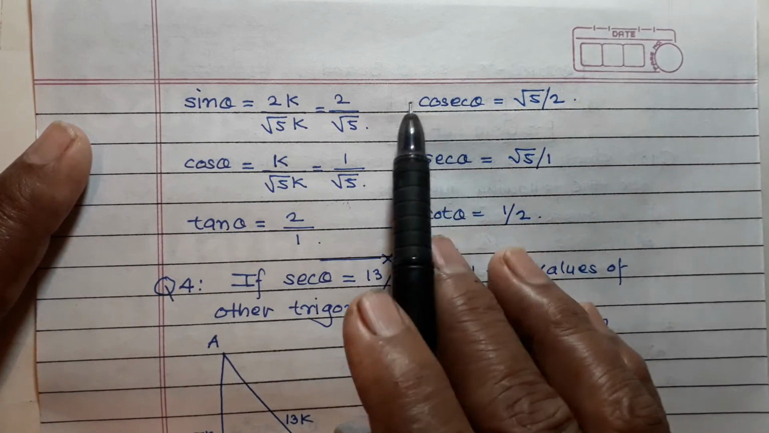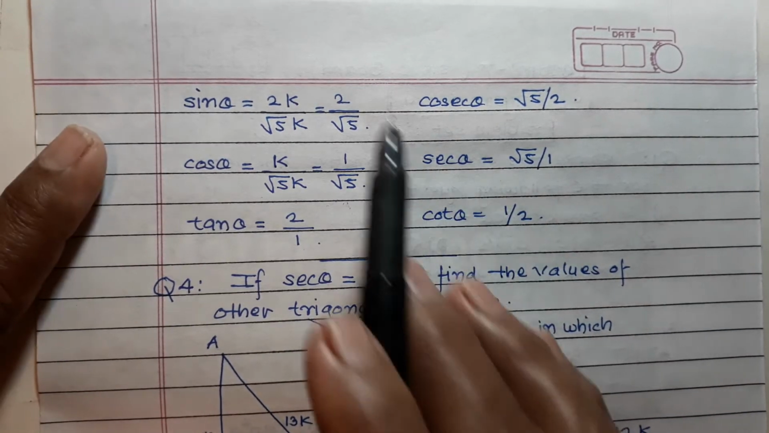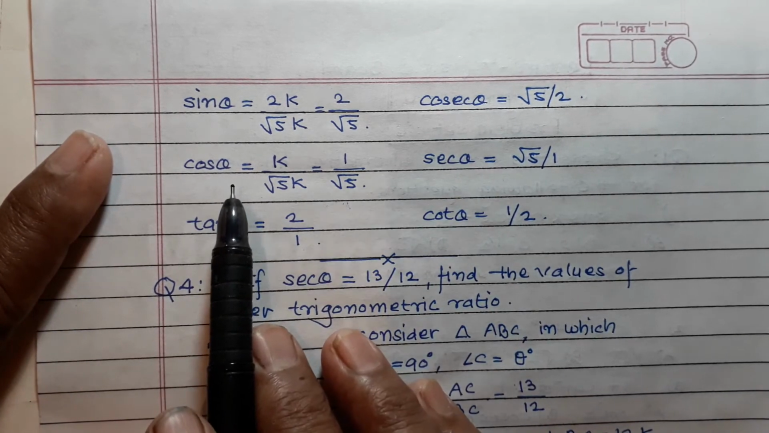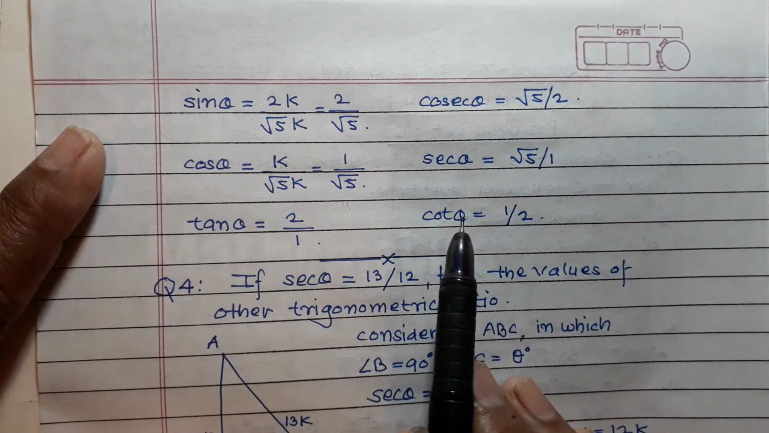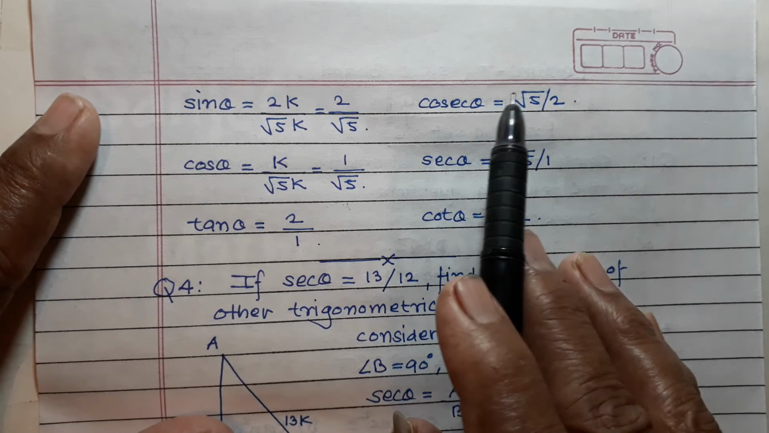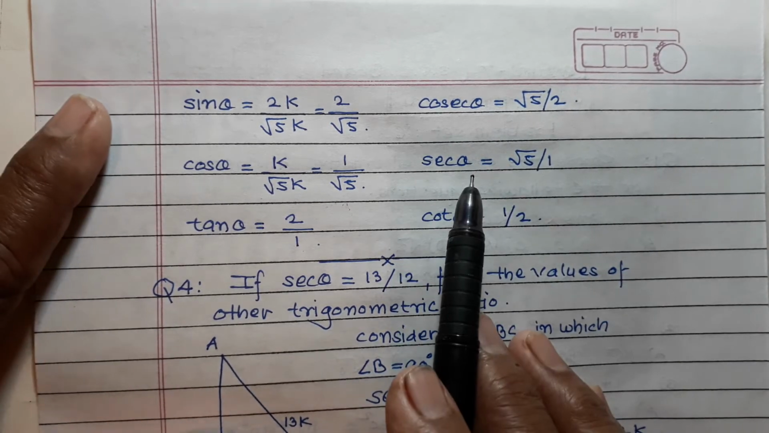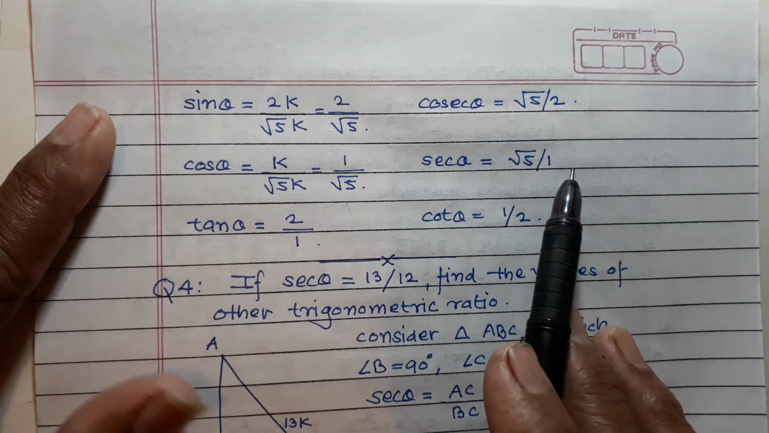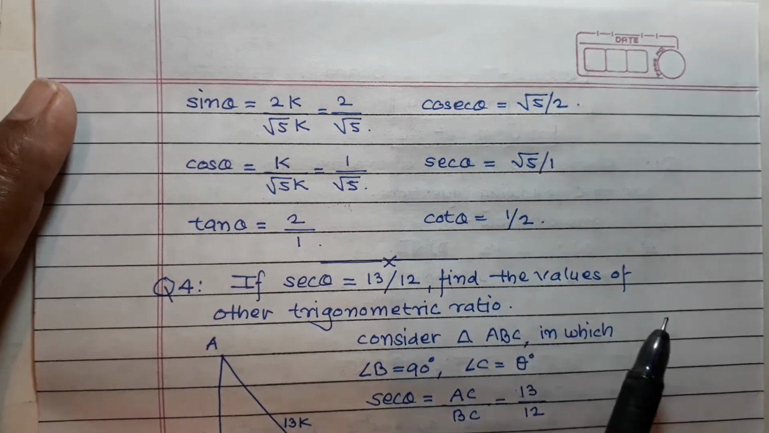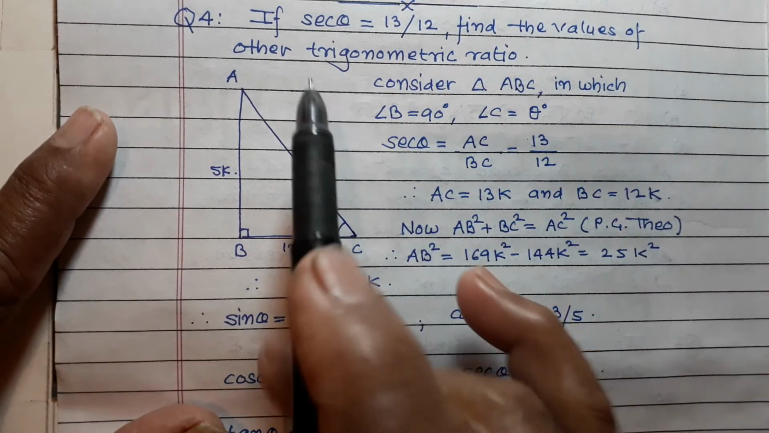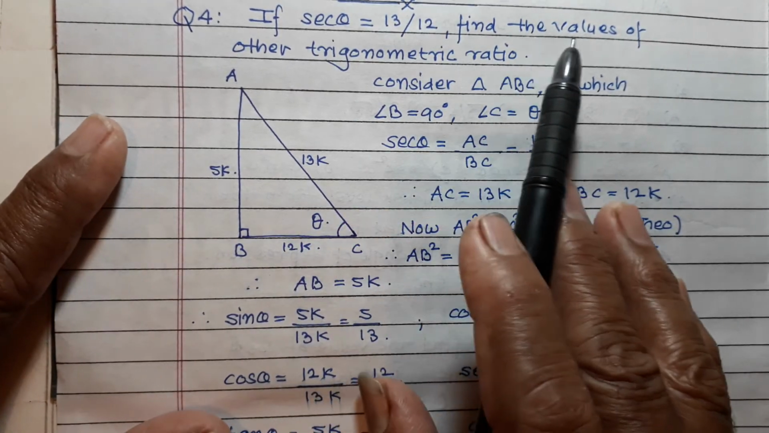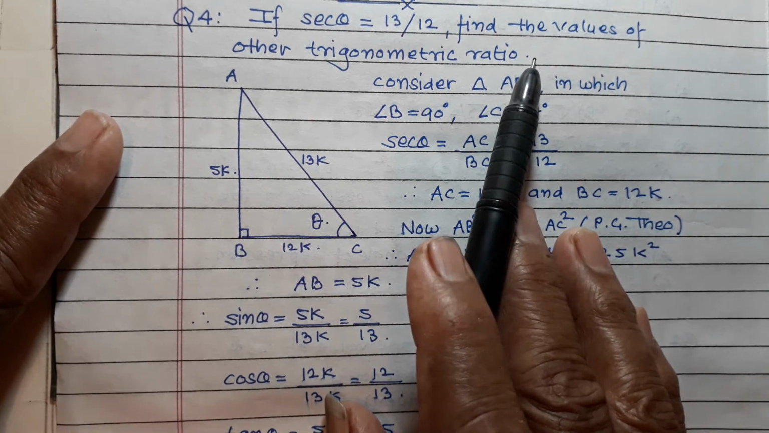And now you find cosec, sec and cot, because you know cosec is reciprocal of sin, sec is reciprocal of cos, and cot is reciprocal of tan. And therefore cosec theta is equal to root 5 upon 2, sec theta is equal to root 5 upon 1, and cot theta is equal to 1 upon 2. Okay. Question number 4. If sec theta is equal to 13 upon 12, find the values of other trigonometric ratios.